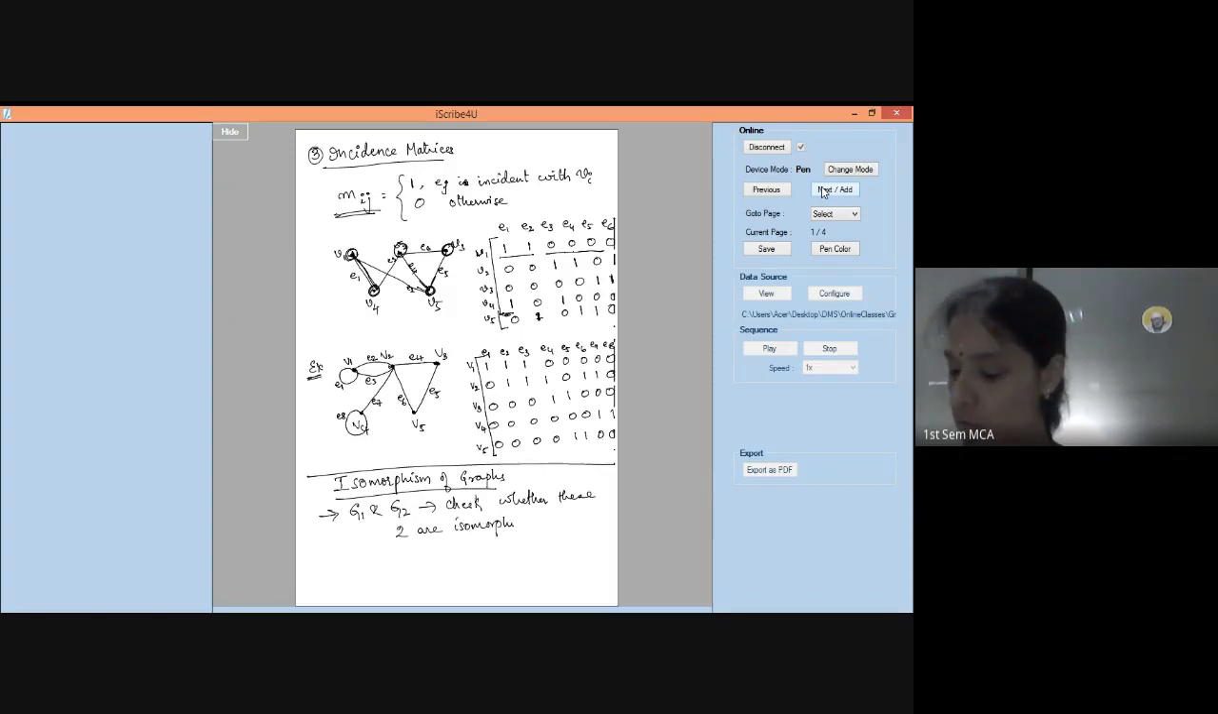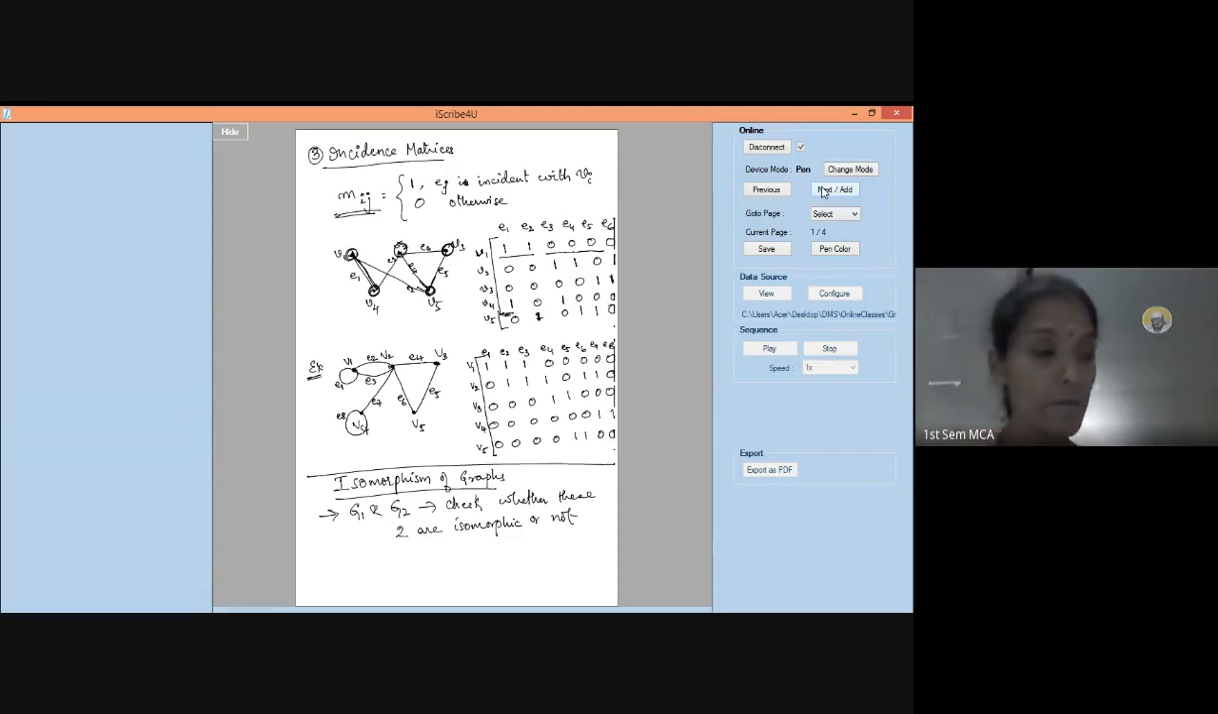How are we going to do this? This is the question. There will be two different graphs given to you. You have to check whether these two graphs are isomorphic or not. Now, let us look at the definition first, though it is a little complex to understand. But if you get into the examples, things will become more comfortable.